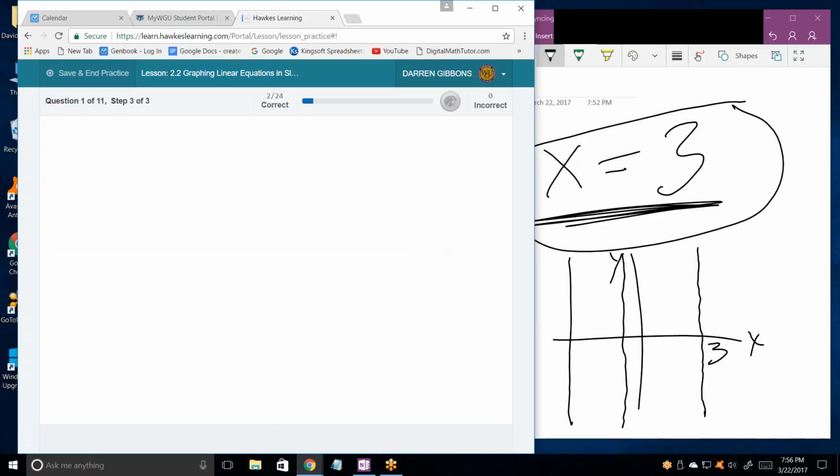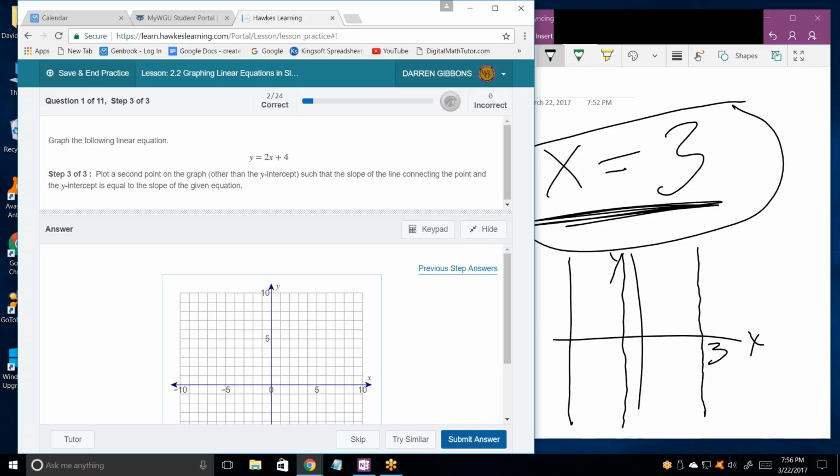And next, same equation. Plot a second point on the graph other than the y-intercept such that the slope of the line is equal to the equation. Well, my y-intercept was at 4. And here's where I'm going to go up 2 and to the right 1. There's my second point. Notice that it still goes through the y-intercept. It remembered it from the last question.